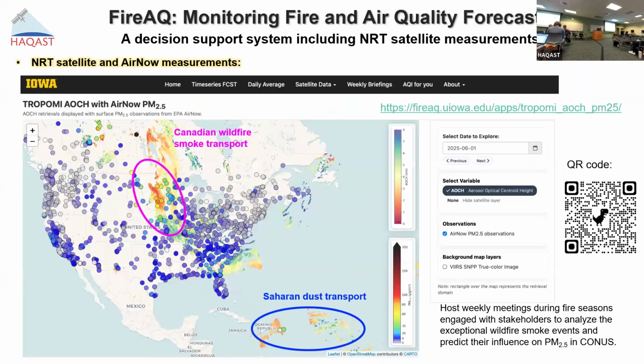So finally, I'd like to introduce our website. Actually, these near real-time TROPOMI LSH products have been visualized on this FireAQ system, and also coupled with the aerial observations at the TROPOMI overpass time. So we can clearly see some exceptional events demonstration for the smoke and dust plume transport from our website easily.